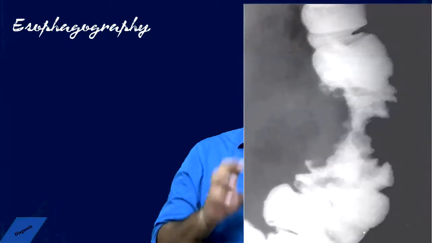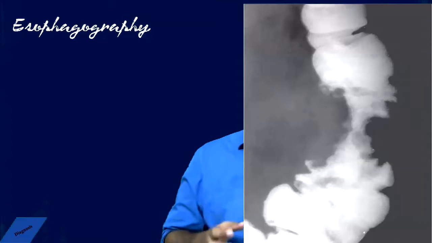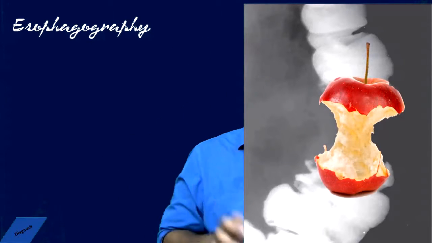If the presentation is dysphagia, in the esophagography you can see a classical apple core lesion in the esophagus. This is the picture of an apple core lesion in the esophagus.